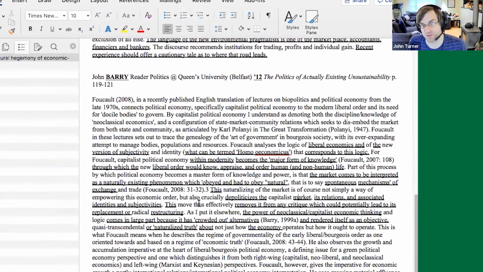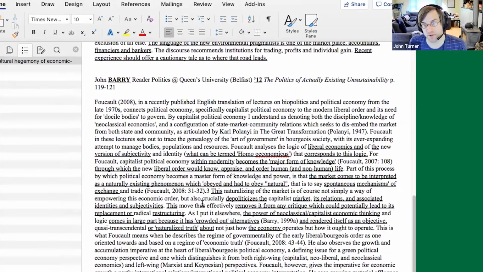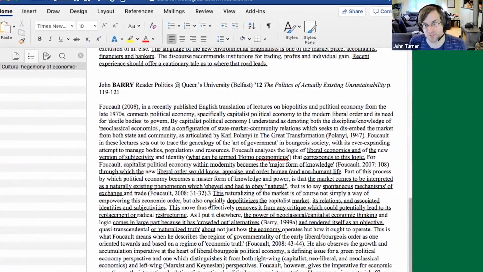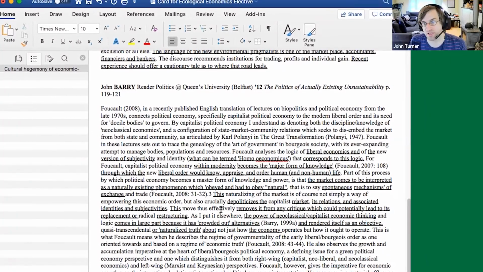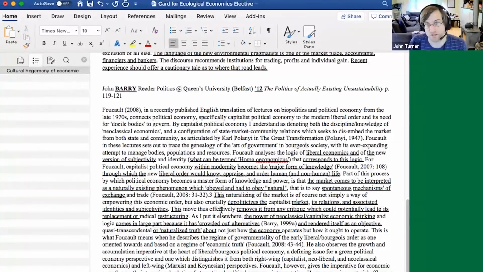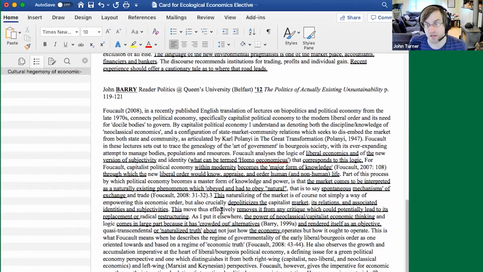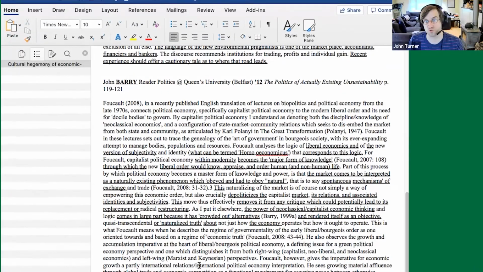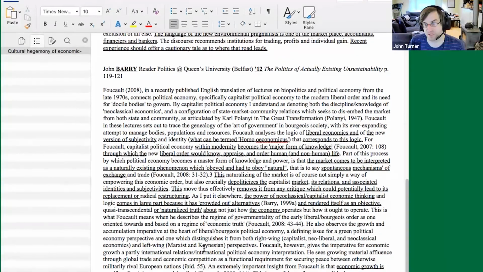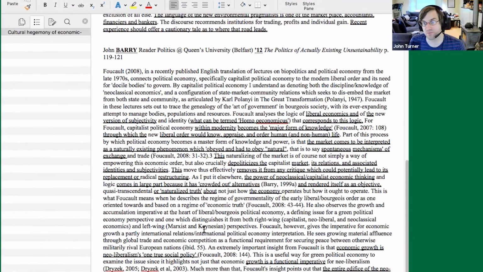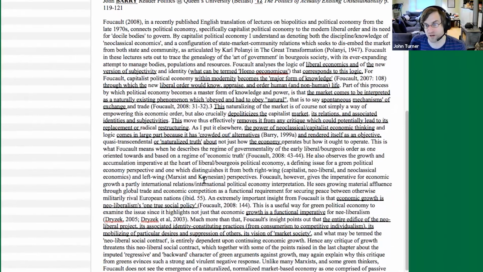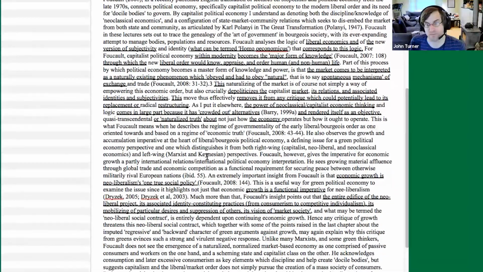The market comes to be interpreted as a naturally existing phenomenon which obeyed and had to obey natural, that is, spontaneous mechanisms of exchange. This depoliticizes the market, its relations, and associated identities and subjectivities. This removes it from any critique that could potentially lead to its replacement or restructuring. The power of neoclassical or capitalist economic thinking comes in large part because it has crowded out alternatives, rendered itself as objective or naturalized truth about the economy.